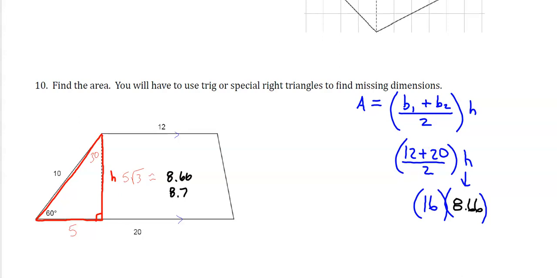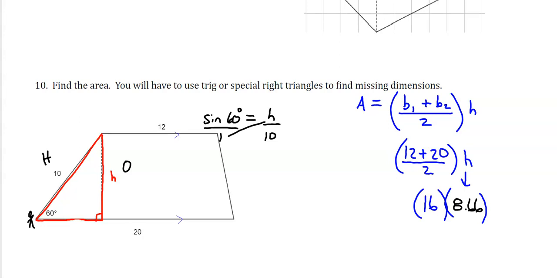If you forget your special right triangle properties, you could have just used good old SOHCAHTOA. You could have put your guy here, and said, well, this is opposite. We didn't know the 5 if you didn't know your special right triangles. And this would be hypotenuse. And you could use sine. You could say, hey, the sine of 60 degrees is opposite over hypotenuse. And you get h equals 10 times the sine of 60. And that will also give you 8.66.